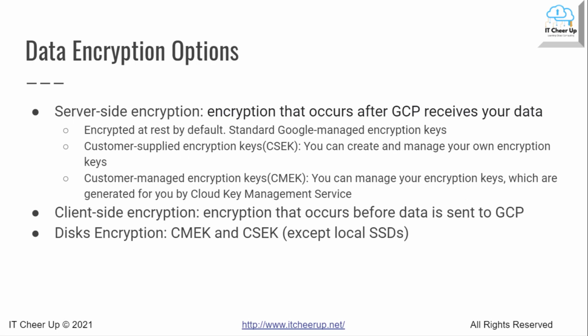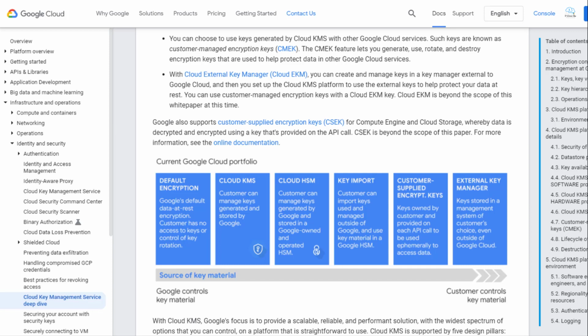Next one is data encryption options. Google Cloud supports server-side encryption. The encryption occurs after Google Cloud receives your data. The data is encrypted at rest by default. Besides the standard Google managed encryption keys, there are 2 extra kinds of encryption keys: customer supplied encryption keys, CSEK, and customer managed encryption keys, CMEK.